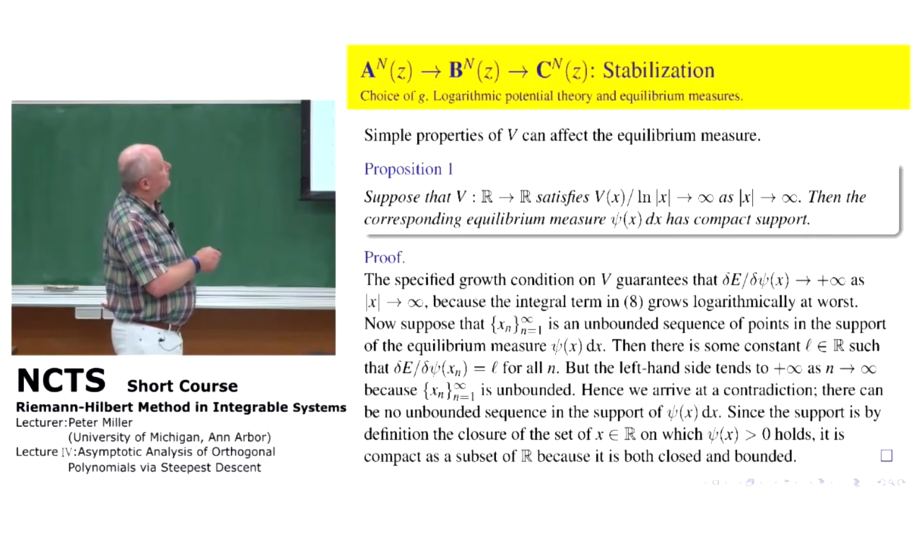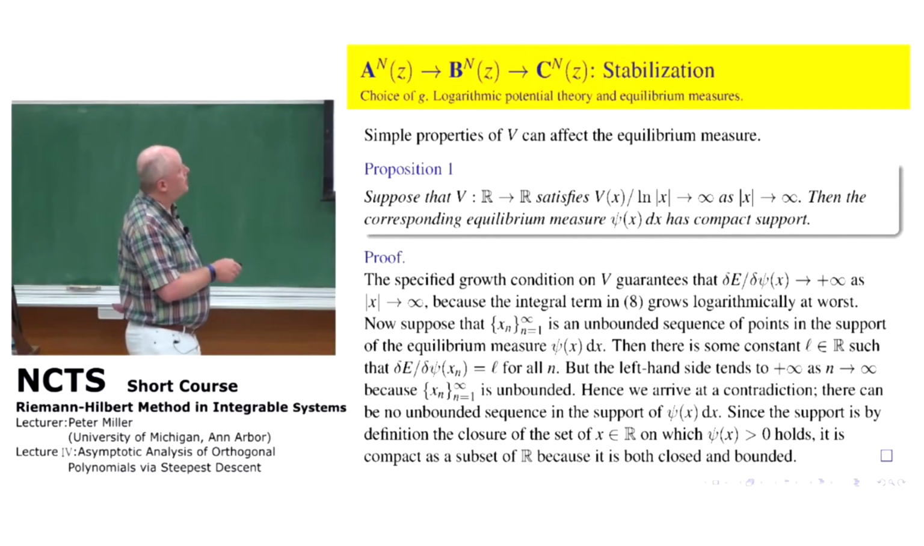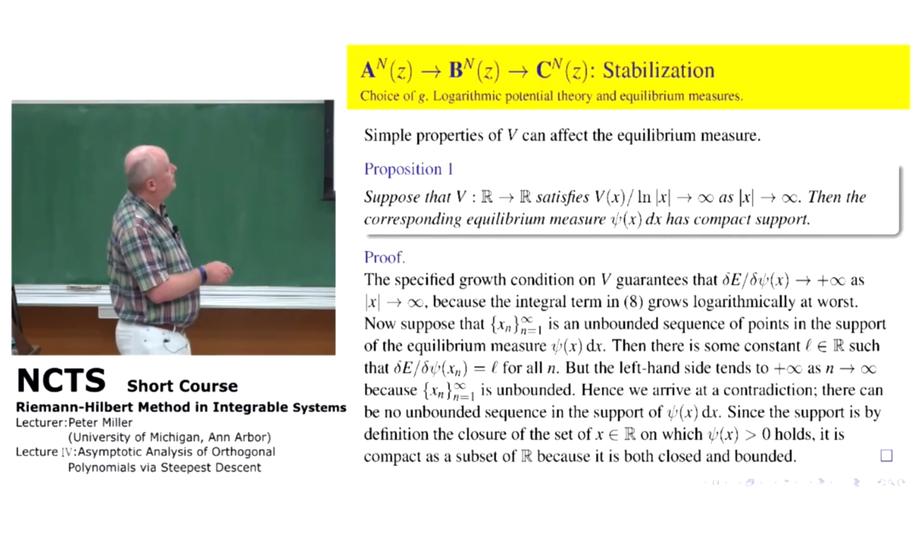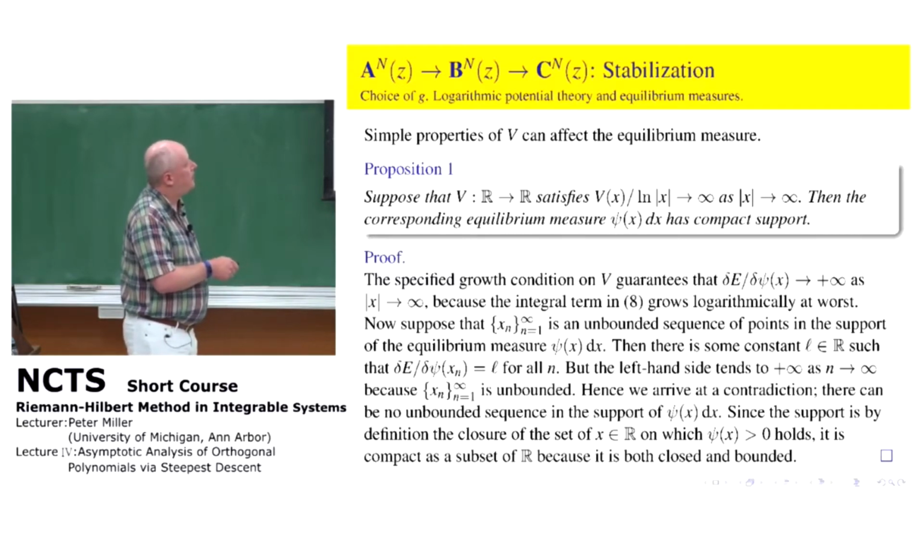But some simple properties of the potential can affect the equilibrium measure. So here are just two things, quick. The first is, suppose that v grows at infinity, so v of x is growing faster than log of x as x goes to infinity. Then the corresponding equilibrium measure, psi x dx, has compact support. This is pretty easy to get because the specified growth condition on v guarantees that the variational derivative of our energy is increasing as x goes to infinity, because that thing had two terms in it. There was a log transform, which grows like a log, and there was the v function, which grows faster than a log. So this goes to plus infinity.